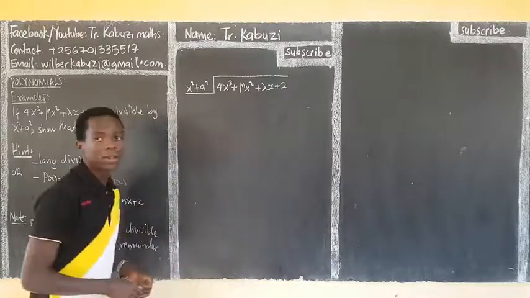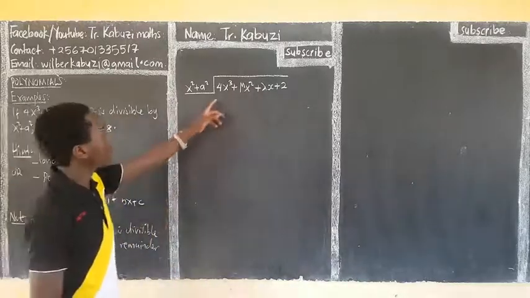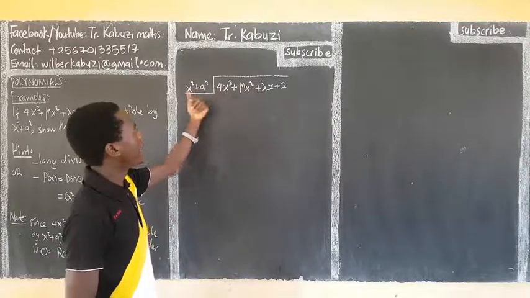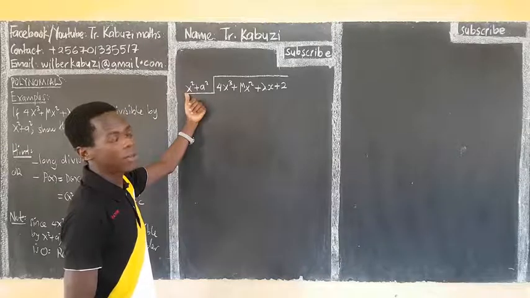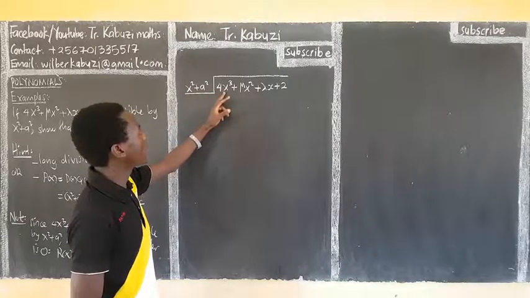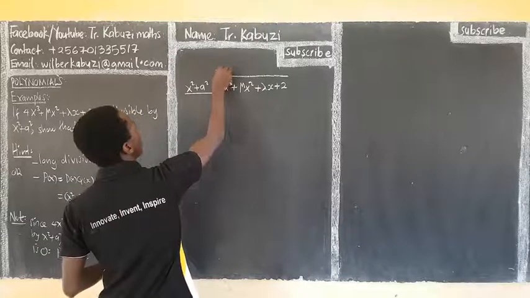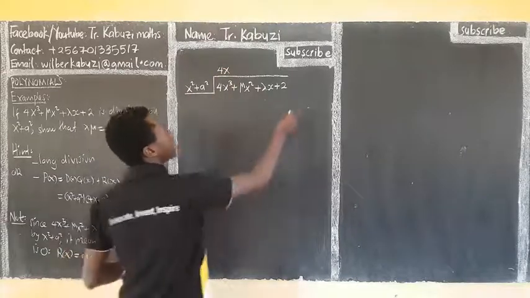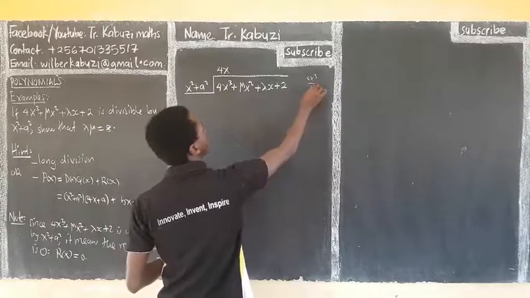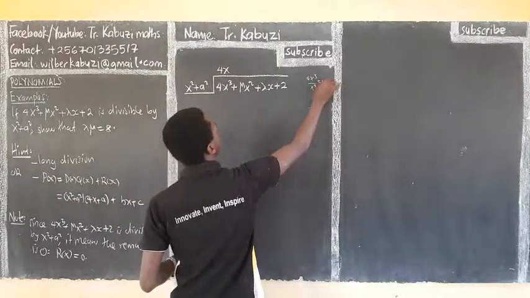You know how to long divide, so you say this divided by this. You always divide the degree of the dividend with the degree of the divisor. So you get this divided by this. So this one will divide it here, and it will be adding 4x. How do you do this? You get 4x cubed divided by x squared. So this will give 4x.